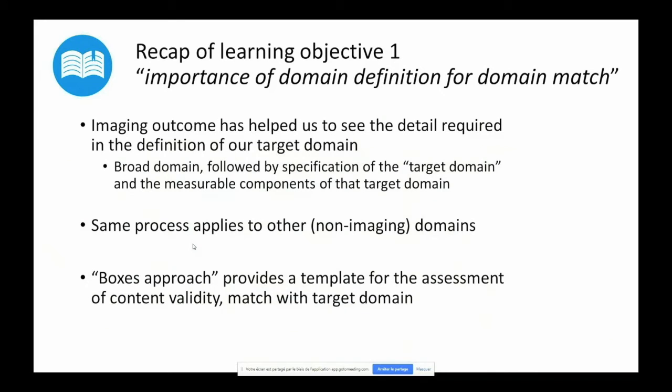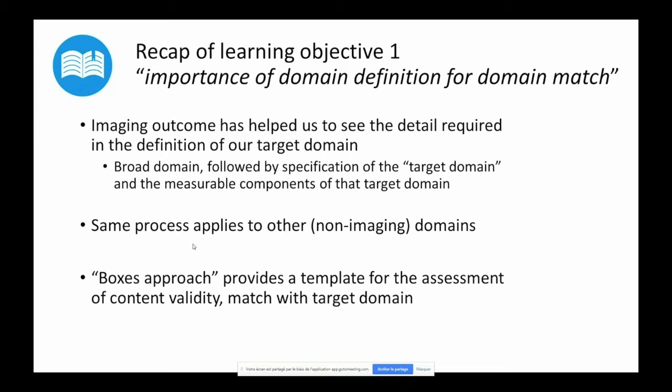For recapitulating learning objective 1, we think that the first step for applying an imaging instrument is the correct definition of what we want to measure. So the importance of domain definition for domain match, for being sure that our instrument can measure what it is used to measure. So the imaging outcomes, we think, can help us to see the detail required in the definition of our target domain.